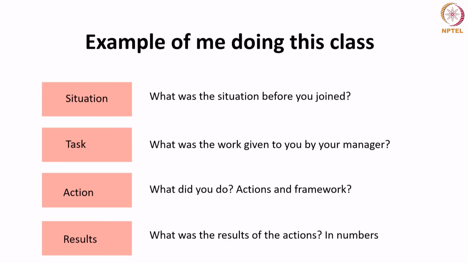Again, we'll go through the examples today, but remember, every answer to these questions always begins with what the situation was. Normally the situation is something before you join the team or before you were handed the project. What was the work that you decided to undertake? It could be something that you identified and took up, or something handed over to you by your manager. You then look through the set of actions, and the results and the numbers are what finally come out of the work that was done.